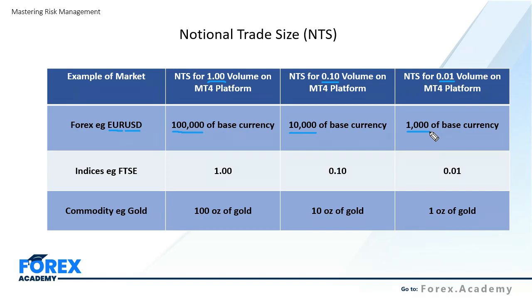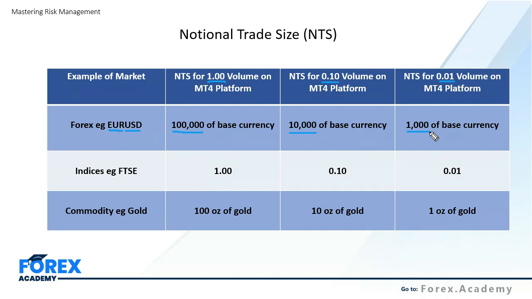worth of base currency. So if you trade a 0.01 lot of the euro dollar, you will effectively be trading 1,000 euros worth of US dollar at whatever particular price you happen to take at that time. So that's just a broad overview in terms of notional trade size and how that can change depending on the size of the trade in which you're trading.